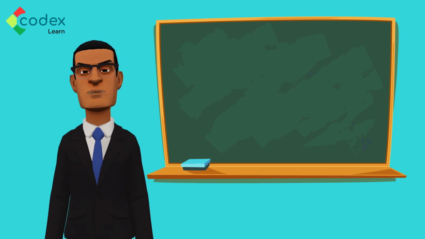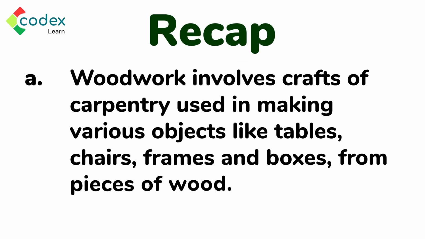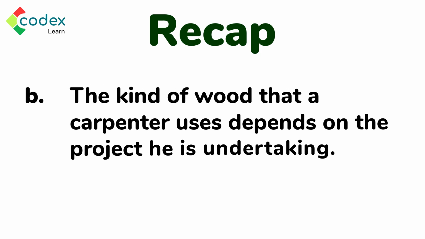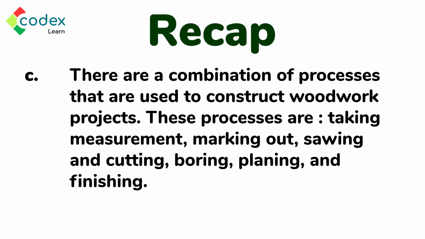Before we go on to determine how well you understood the lesson, here's a few reminders of the important points discussed. A. Woodwork involves crafts of carpentry used in making various objects like tables, chairs, frames, and boxes from pieces of wood. B. The kind of wood that a carpenter uses depends on the project he's undertaking. C. There are a combination of processes that are used to construct woodwork projects. These processes are taking measurement, marking out, sawing and cutting, boring, planing and finishing.